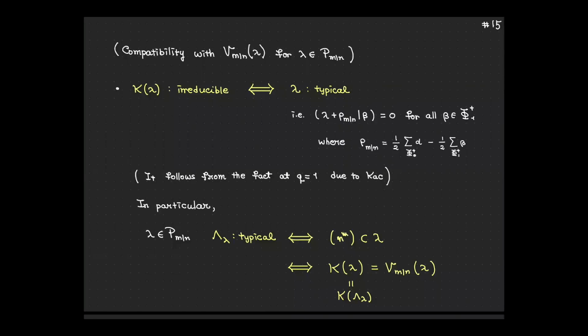So for the (m,n)-hook partition, we consider a large hook. The rectangle here is n to the m. And lambda is typical if and only if it contains this rectangle. So if lambda contains this kind of rectangle, then our K of lambda is equal to the polynomial representation itself.